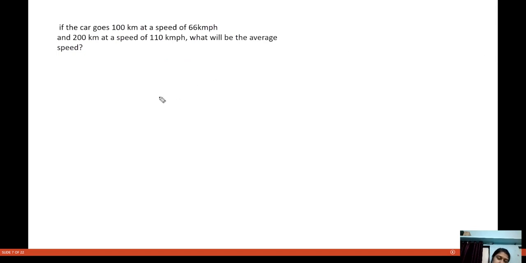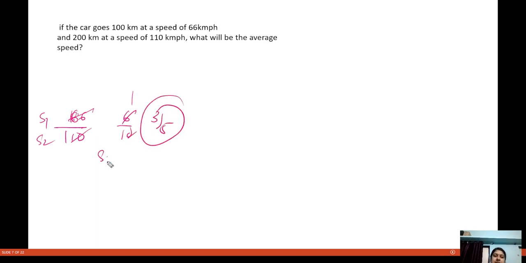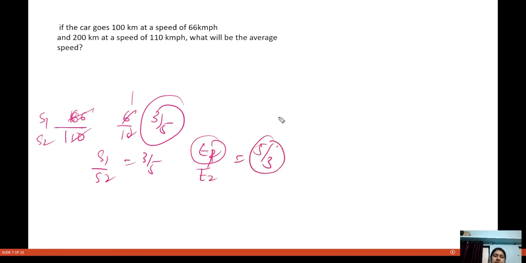Fine, so let us do this. Now what is the ratio of the speed? 66 by 110. Your S1 by S2 is 6 by 10 or 3 by 5. So when the ratio of the speed S1 by S2 is 3 by 5, the ratio of the time T, T1 by T2, will be 5 by 3.